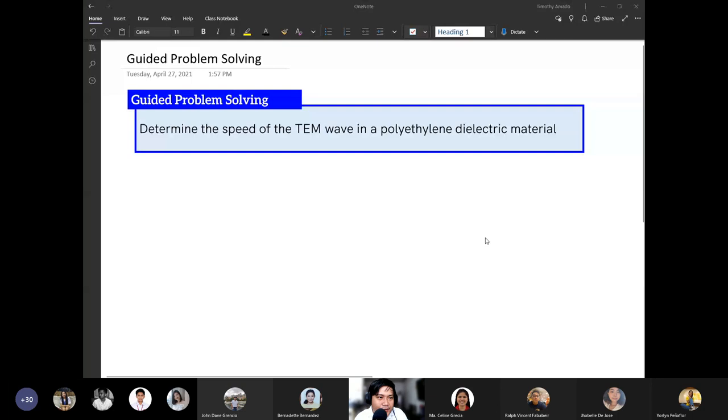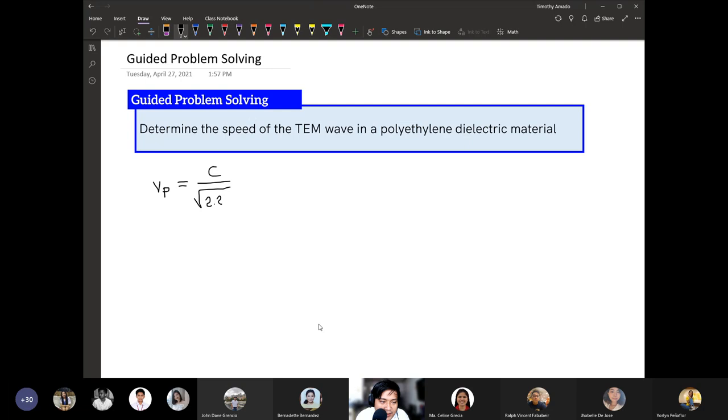So let's try to answer this question, guys. Determine the speed of the TEM wave in a polyethylene dielectric material. So what's the formula for this one? Vp is simply equal to c over square root of epsilon r. So what's the relative permittivity or the dielectric constant of polyethylene? That's 2.27, guys, right? So what will be our Vp? Sige nga, paki-compute nga, guys. Kindly help me. What will be the value of that?